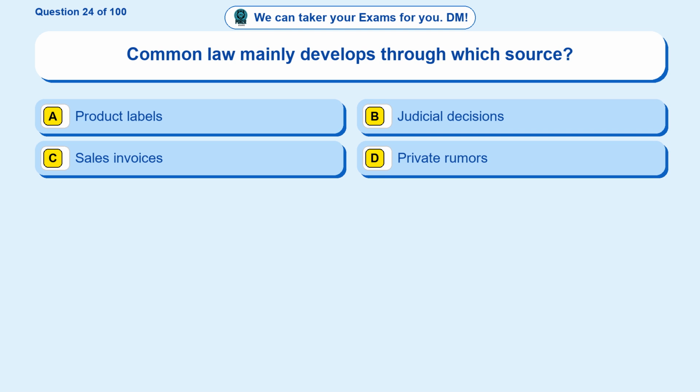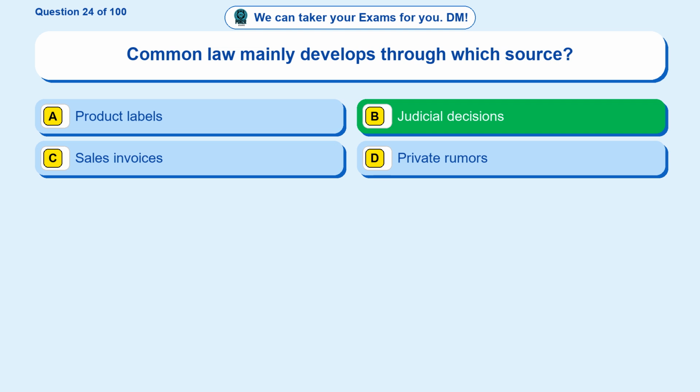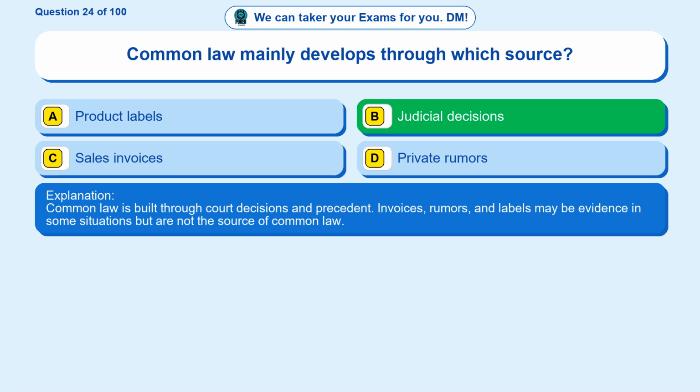Question 24. Common law mainly develops through which source? Option A, product labels. Option B, judicial decisions. Option C, sales invoices. Option D, private rumors. The correct answer is option B. Judicial decisions. Common law is built through court decisions and precedent. Invoices, rumors, and labels may be evidence in some situations but are not the source of common law.